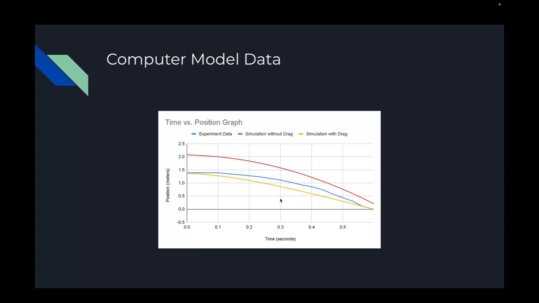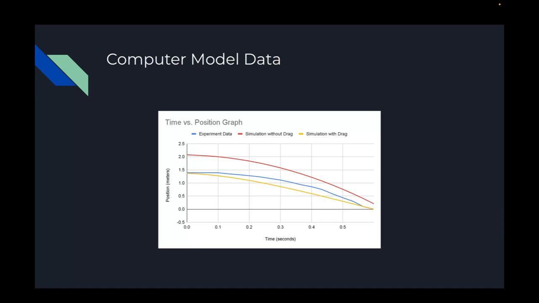And comparing the models, you can see that both computer models have nice smooth curves. For some reason, the simulation without drag started at a higher height than the other ones, even though I had it input at the same height. Not really sure what happened there, but I just know that that's improper. But you can see they all have nice smooth curves except for the experiment data. And as you can see, it's also closer to the data recorded by the simulation with drag.